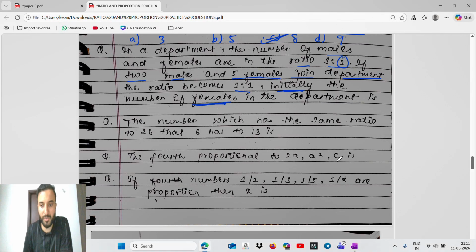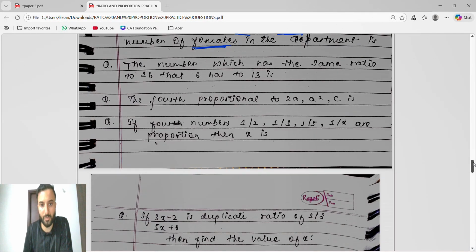See, wherever the option is required, I will give you the option there only. Where the option is not required, I am not going to give the option. Because you have to use your small brain and see which method you are going to use.